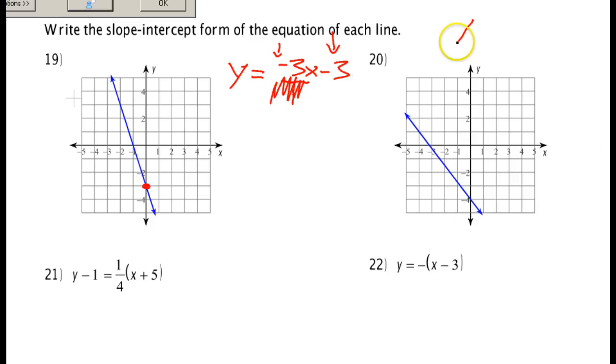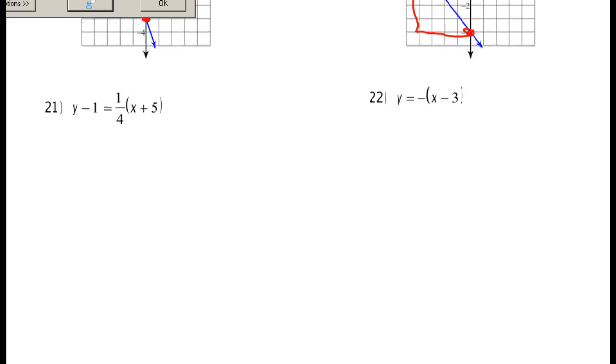Next. I got negative 5 over 4, and minus 4 we can see. That's good. Negative 5 over 4. Let's count it. Down 5, right 4. Yeah, that's good.